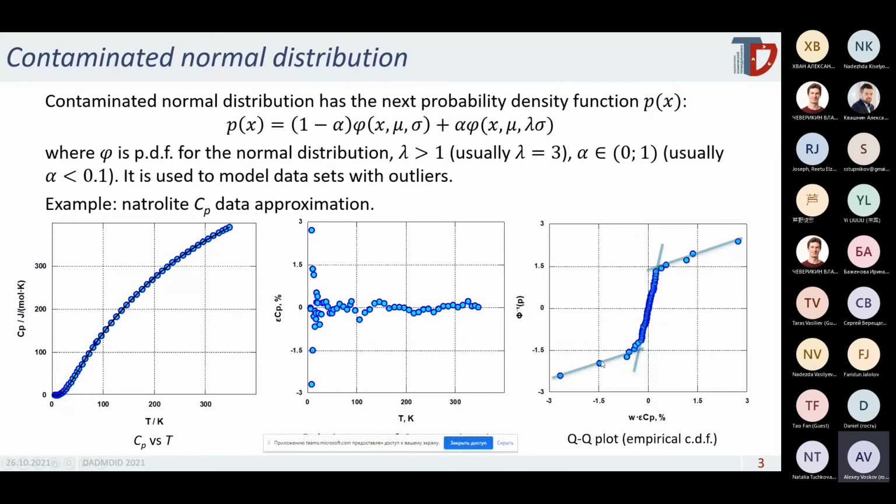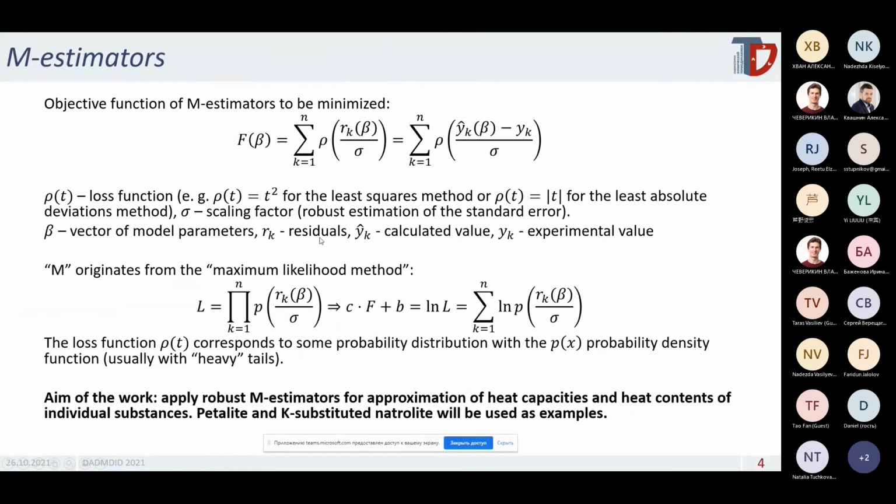They're symmetric, and if we use the least squares method, they will compensate each other. But what if we have just an upper point? It can distort our results. And to overcome the problem of outliers, we can use so-called M estimators.